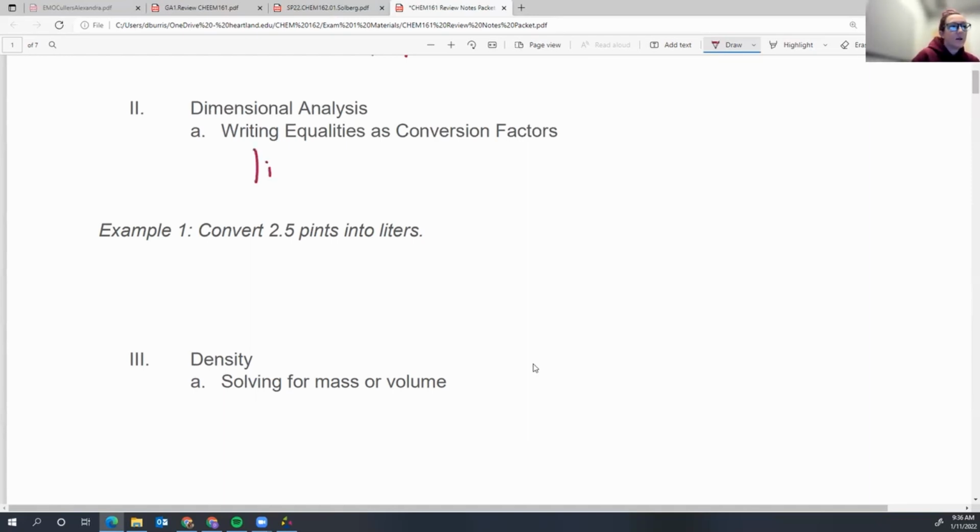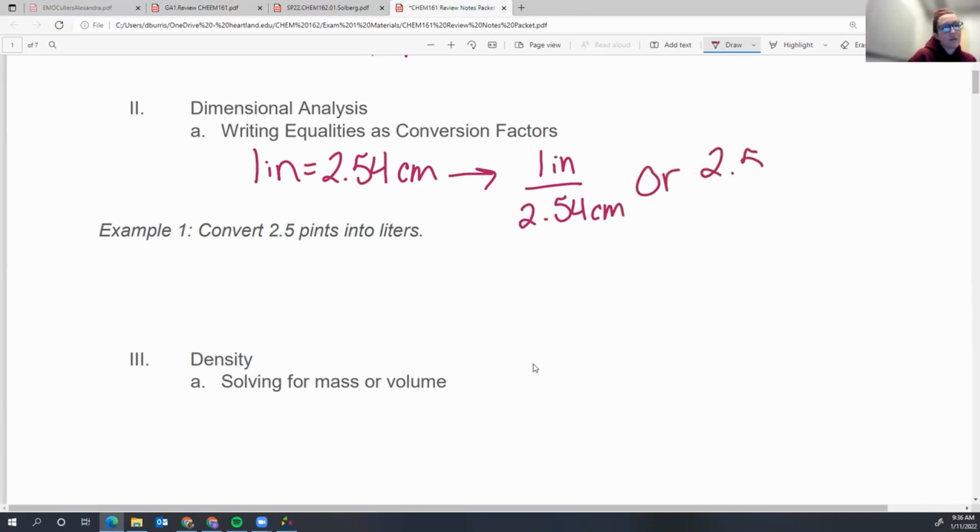Okay, so dimensional analysis is essentially writing equalities as conversion factors. So example being 1 inch is 2.54 centimeters. That's the equality. You can write it as either 1 inch over 2.54 centimeters or 2.54 centimeters over 1 inch, whichever way gets your units to work out. You need all of your units to cancel out and end up in the correct unit.